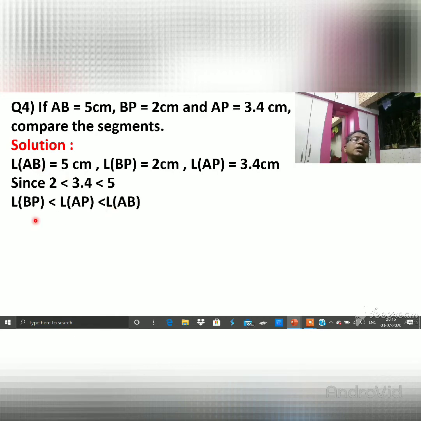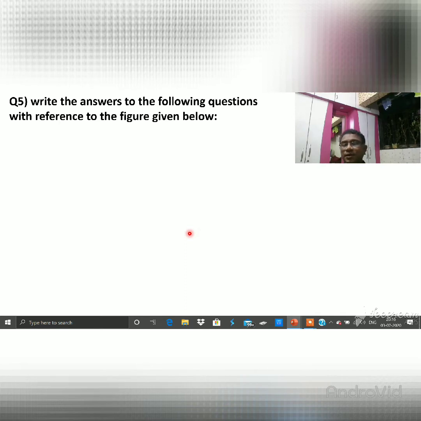In such a way, the length of BP is smaller than the length of AP, which is 3.4, and that is smaller than 5, the length of AB. So the longest side is AB and the smallest side is BP. So we can write: BP is smaller than AP, AP is smaller than AB. This is called compare. As you understand, this is very simple. Only check which number is greater, which number is smaller, and write the sequence.